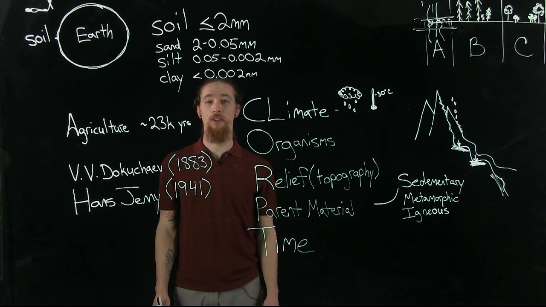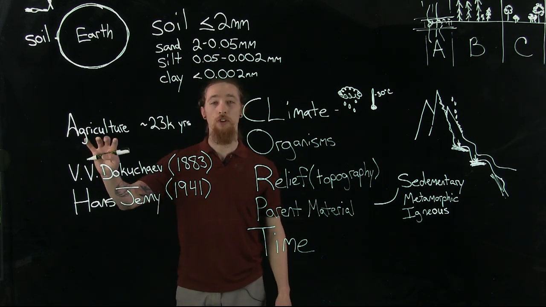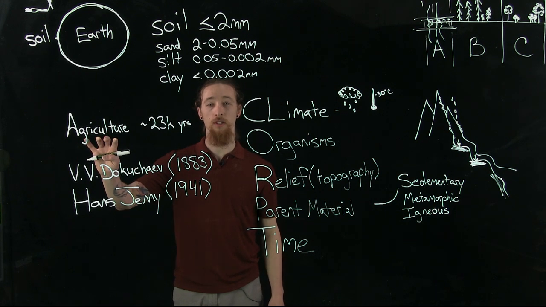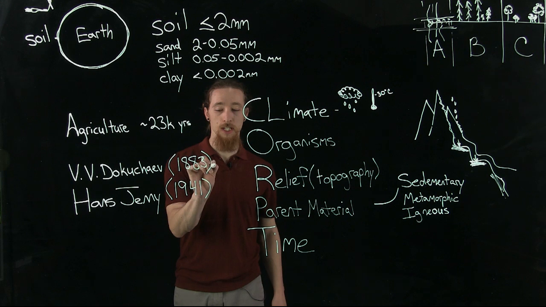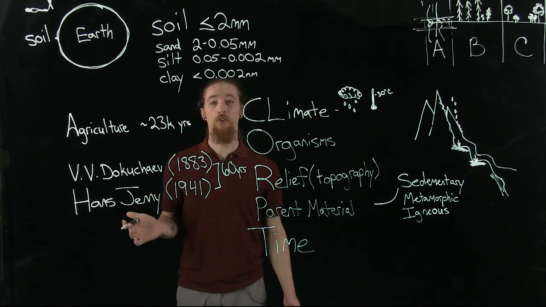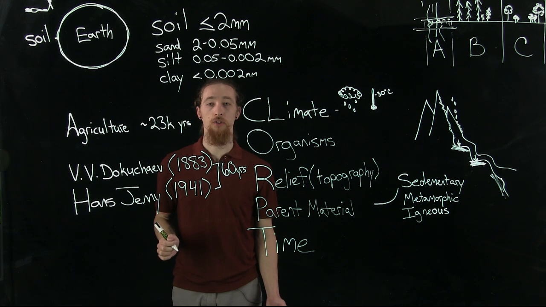Okay, that wraps it up for this lesson about soil itself. We have CLORPT. We have the history of agriculture for about 23,000 years. We have the history of soil science itself for about 60 years. And this really has been a whirlwind tour, and I encourage you to take a full soil science class.